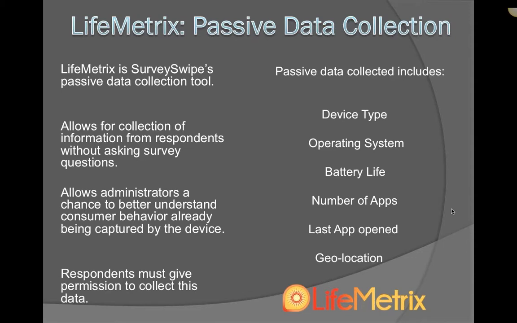What this does is it helps us reduce the number of questions that we're going to place into our survey, but we still get rich data from the respondent because the device is collecting it for us, and we're saving the respondent time in taking the surveys. Some of the passive data collected points are, and not limited to, device type, operating system, battery life, number of apps, last apps opened, and geolocation. So let's see how we apply that in this scenario.